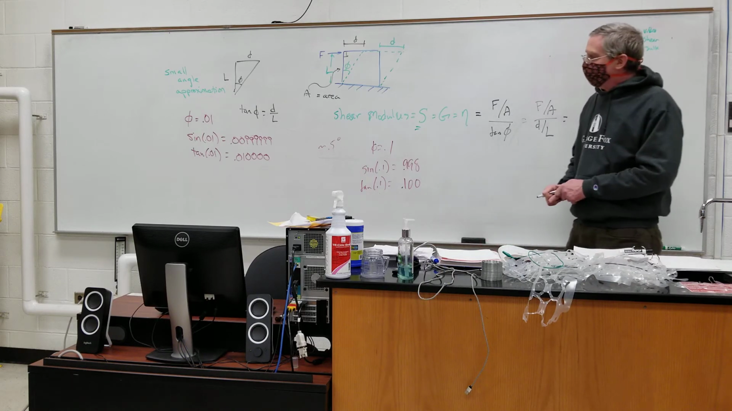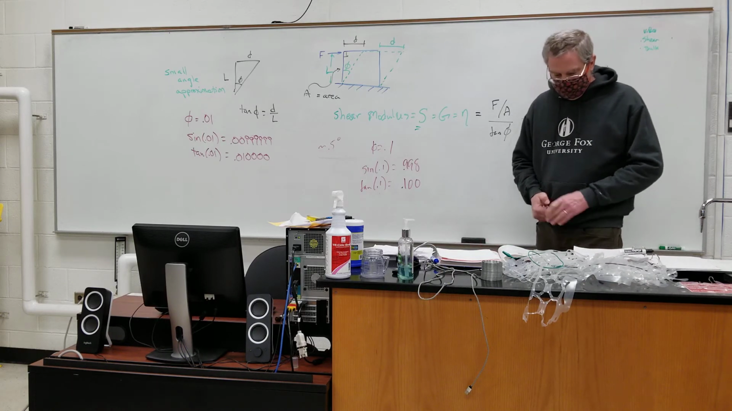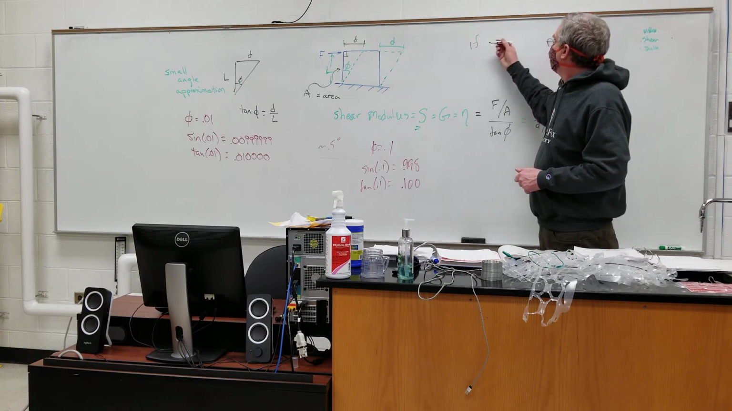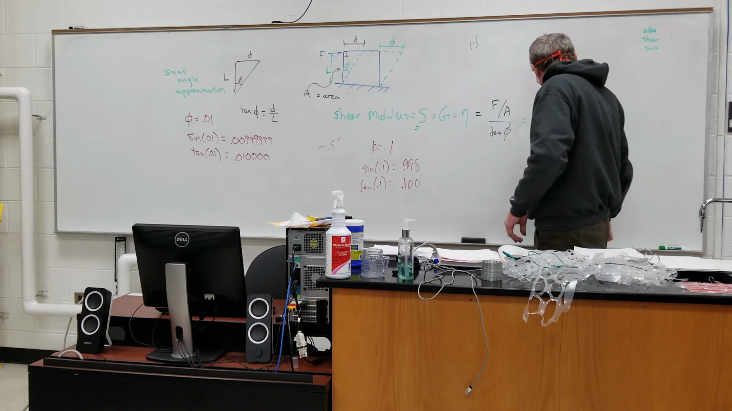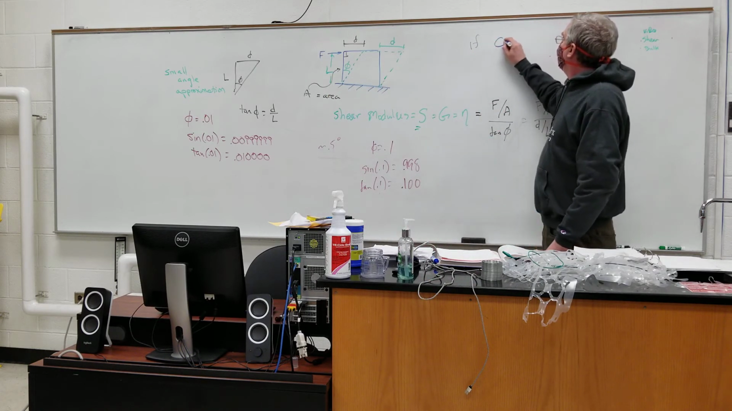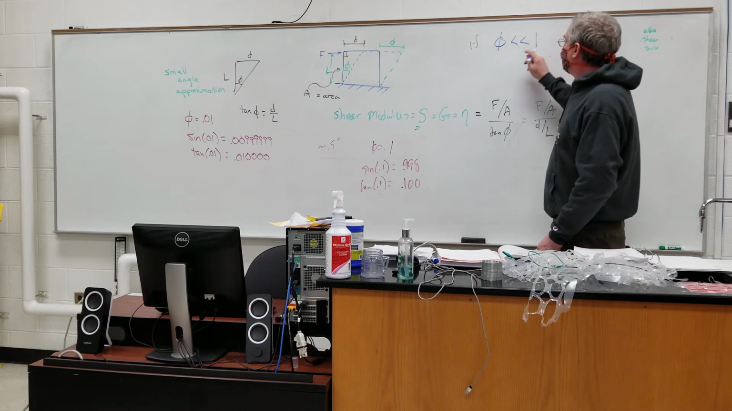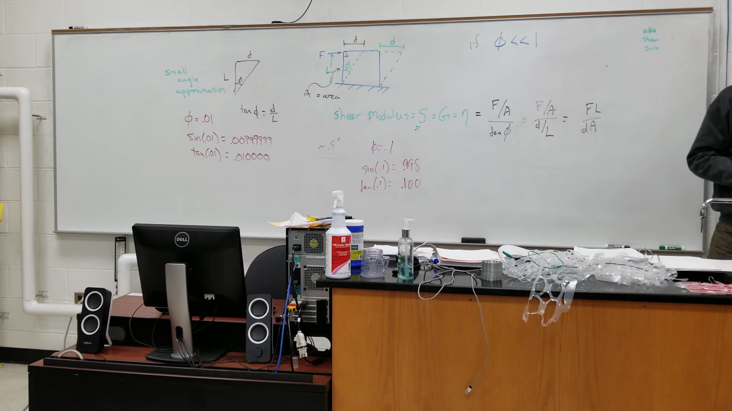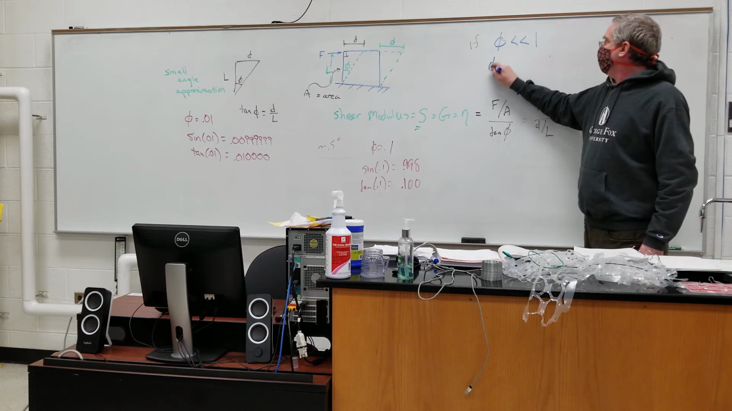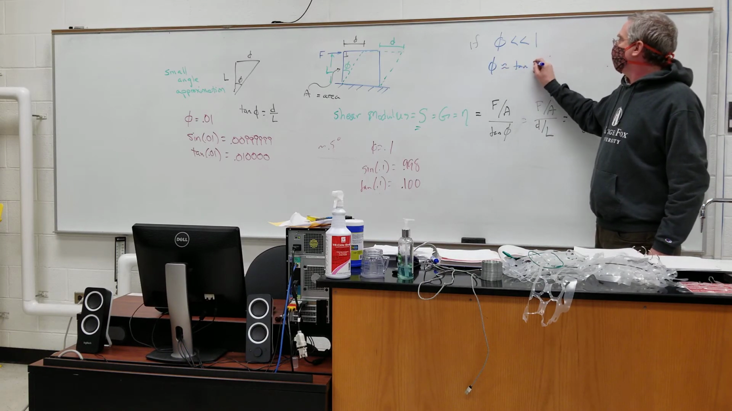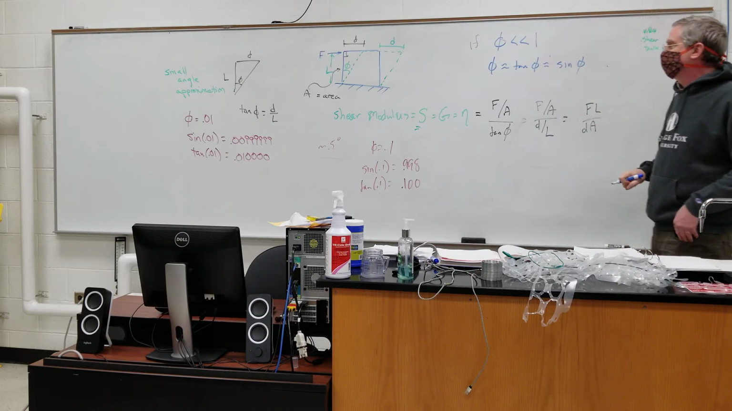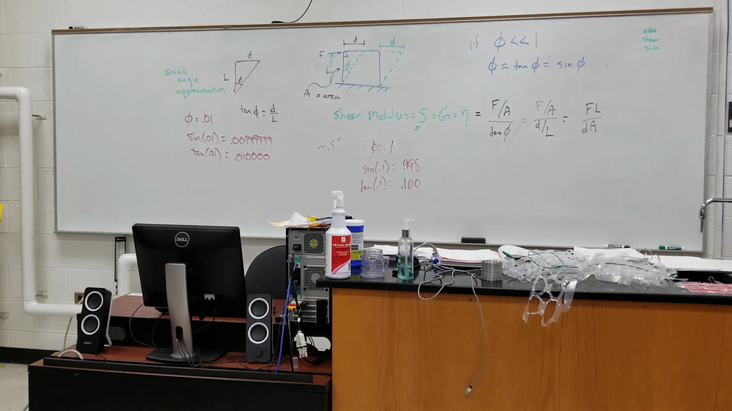So the small angle approximation recognizes this. And so if the angle is much less than 1, when you see the double less than symbol, that means much less than, then phi is approximately equal to the tangent of the angle, which is approximately equal to the sine of the angle, as long as we're dealing in radians.